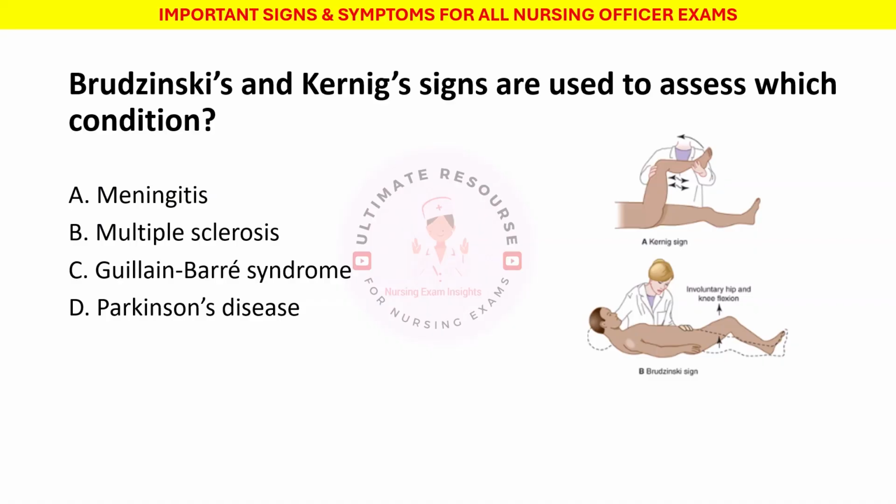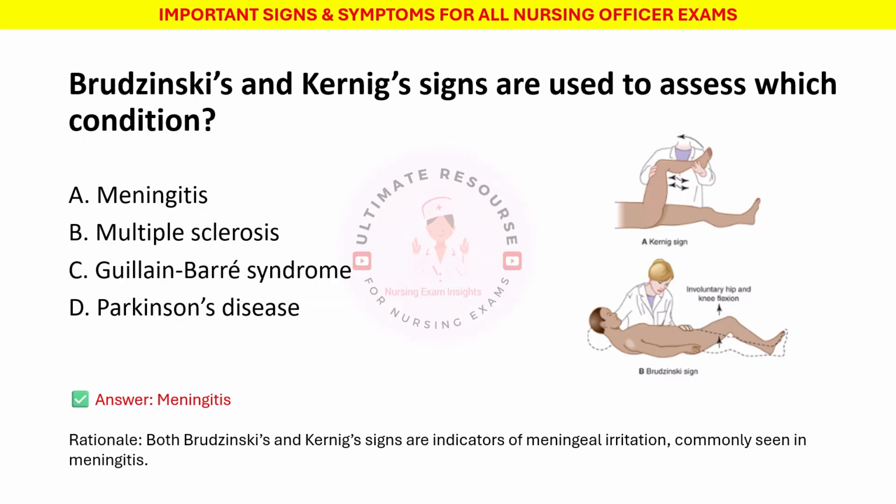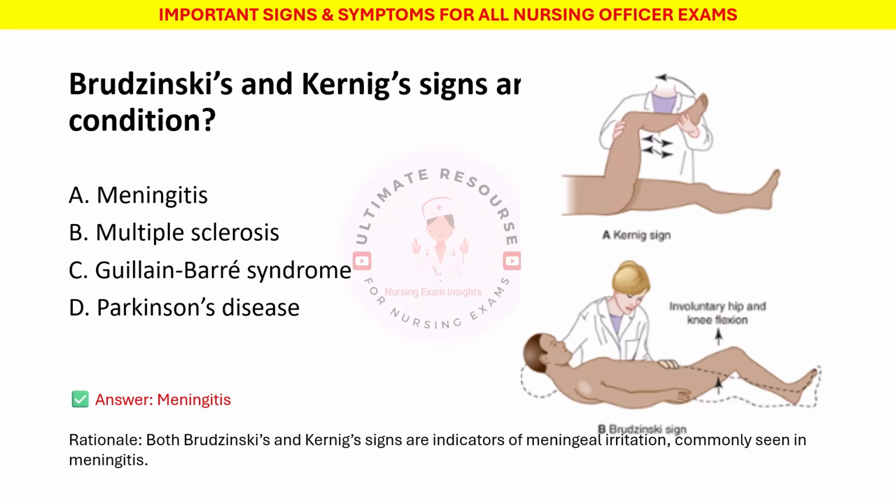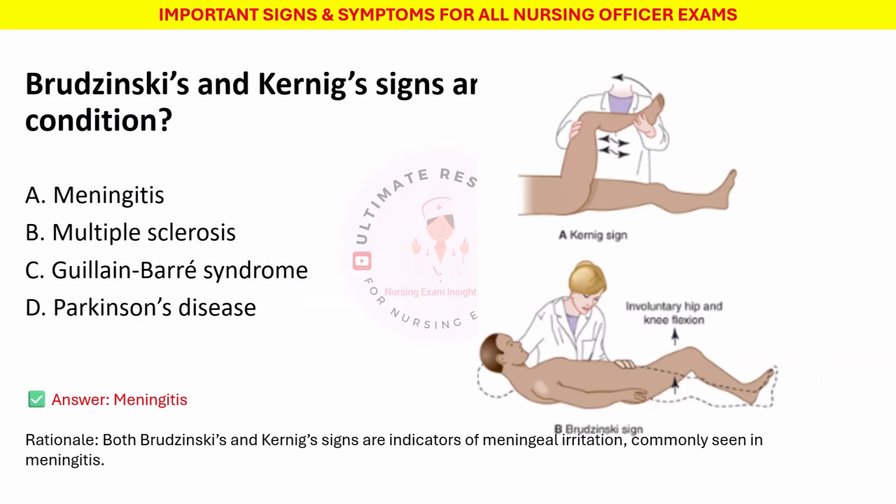Brudzinski and Kernig signs are used to assess which condition? Options are A. Meningitis, B. Multiple sclerosis, C. Guillain-Barré syndrome, D. Parkinson's disease. The answer is A. Meningitis. Both Brudzinski's and Kernig signs are indicators of meningeal irritation commonly seen in meningitis.